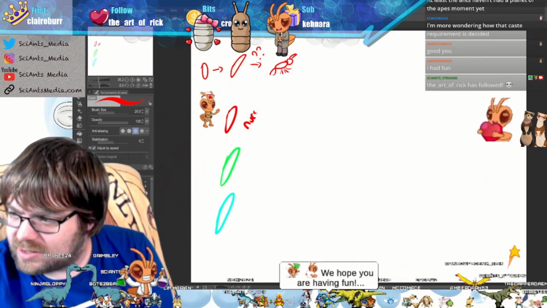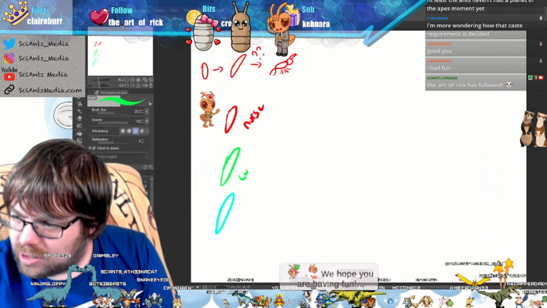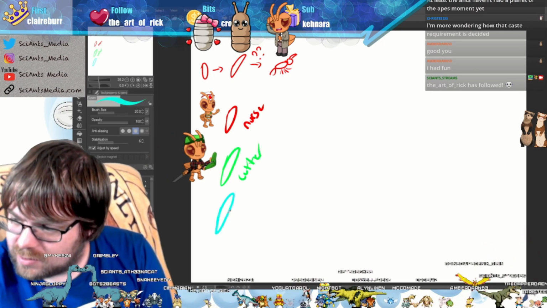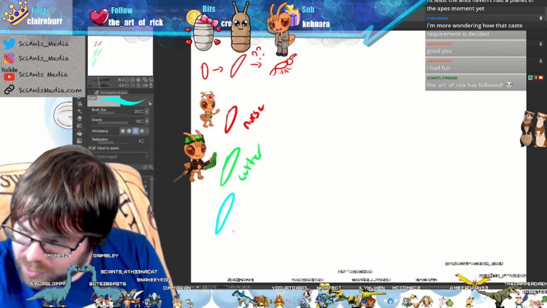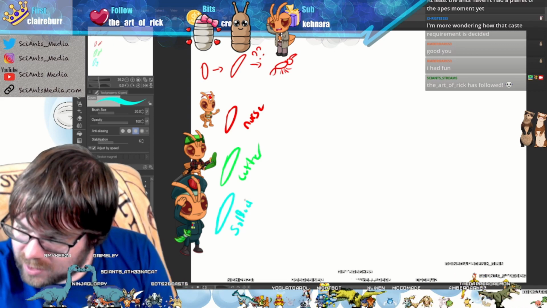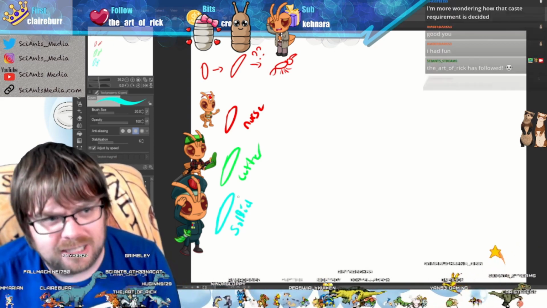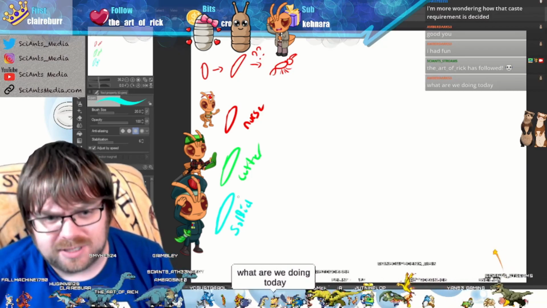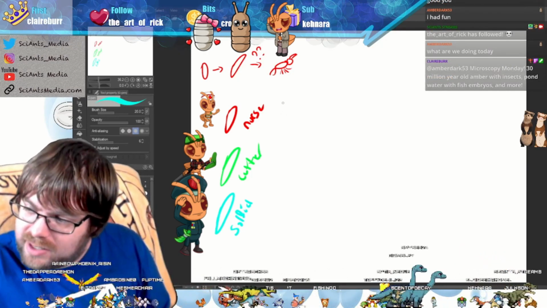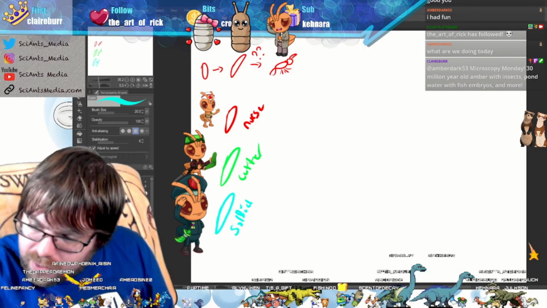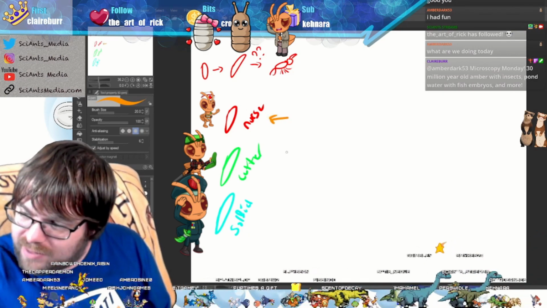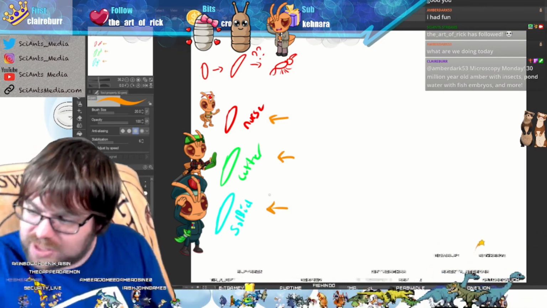Red is nurse. Green is cutter. And blue is soldier. This is very simple, Chris. There are many more castes in leafcutters, but we're going to keep it super simple. You want to figure out how do they decide which of the numbers to make. Like, what do they make, this one, or this one?